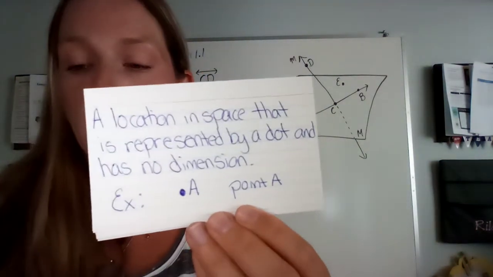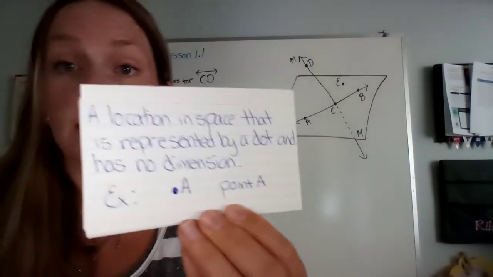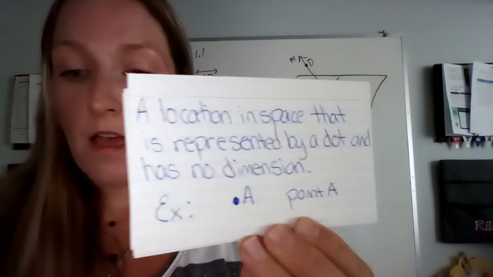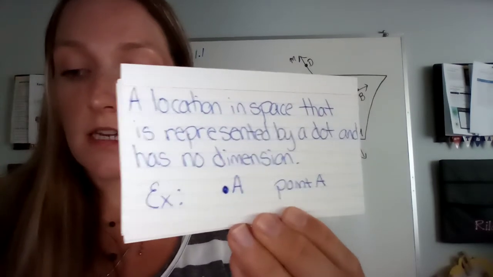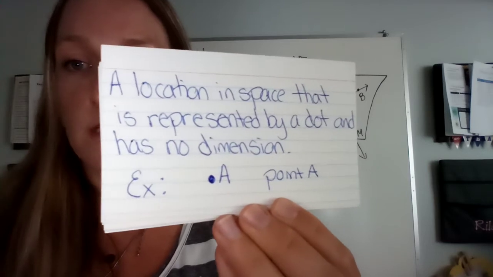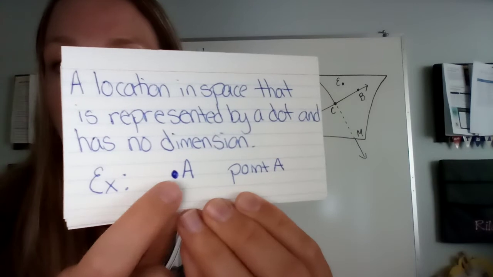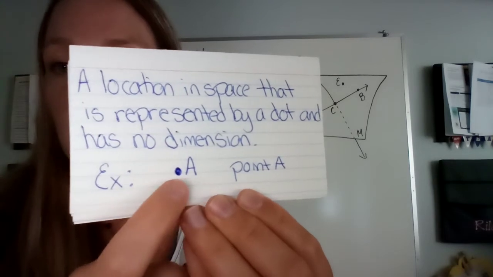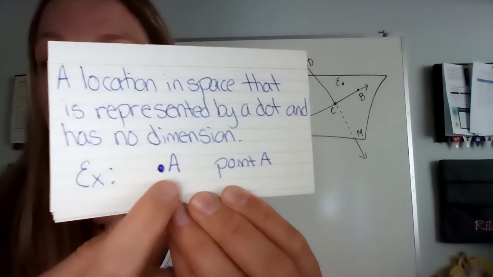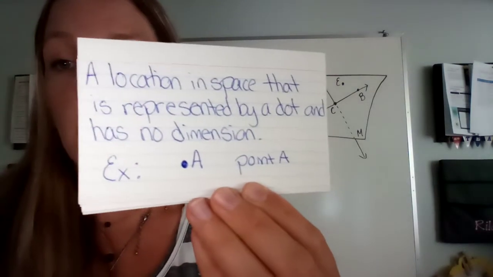Okay, so your definition for a point, even though I just went through and said it's an undefined term, we are going to try to put some words to it. A location in space that is represented by a dot and has no dimension. Okay, so an example, we use a dot to represent a point, and then we put a letter next to it. So this would be point A. If this was in a diagram and I wanted to talk about it, I'd write the word point and then the letter A.